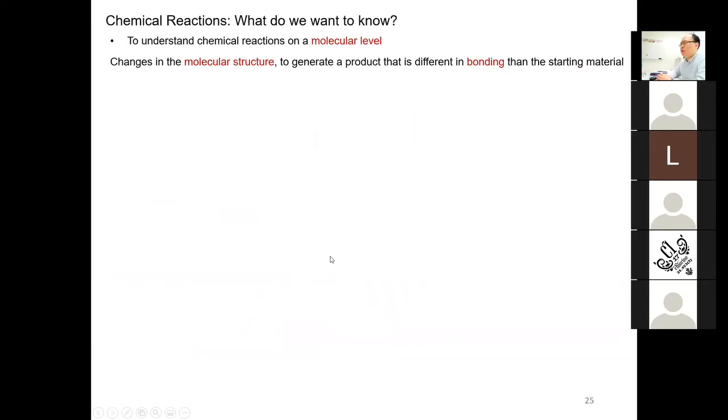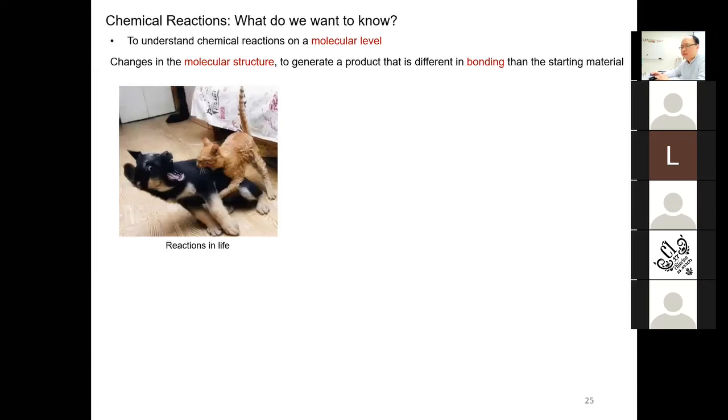So what do we want to know about chemical reactions? We want to understand chemical reactions on a molecular level. That is different from, I would say, biological science or real life. We want to learn the changes in the molecular structure and the bonding changes. We have a starting material and we have the product. We want to say, how are these atoms connected, do they change, what's the change, and how does it happen?